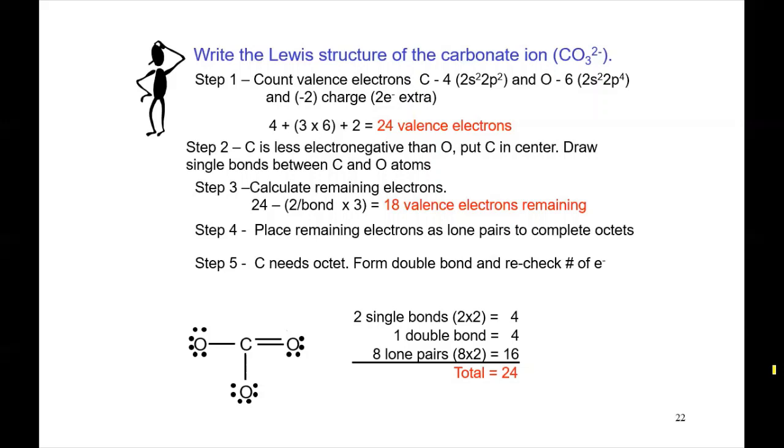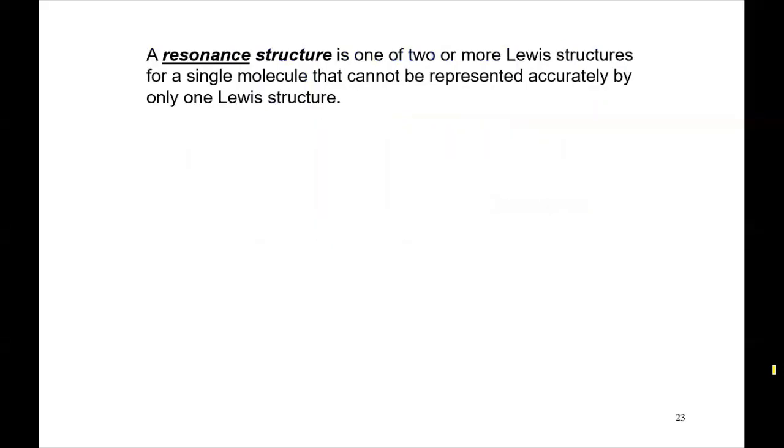Remember that in quantum models, there's a great level of uncertainty about things. So what we do is we draw what is called a resonance structure. It's essentially a group of 2 or more Lewis structures to represent a single molecule that cannot be represented accurately by only one Lewis structure.